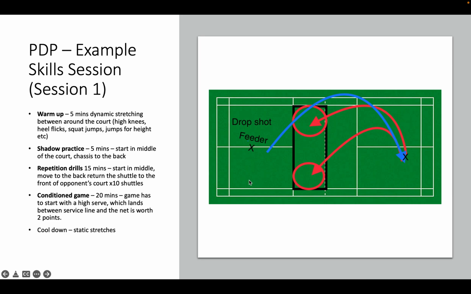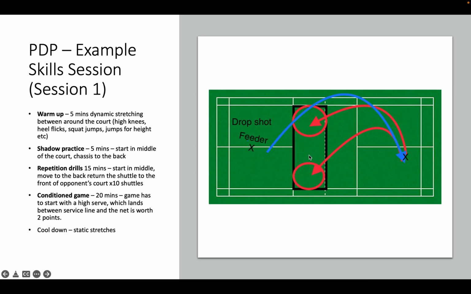We then probably get into a little bit of shadow practice, so we would start at the front of the court here, we would then chassé to the back and then play an overhead drop shot motion. We would then move back to the middle and work on our footwork and then work on the technique. Now, we'd be doing this with a racket in hand and no shuttle. Probably want to do this for around 5 minutes to avoid getting bored.